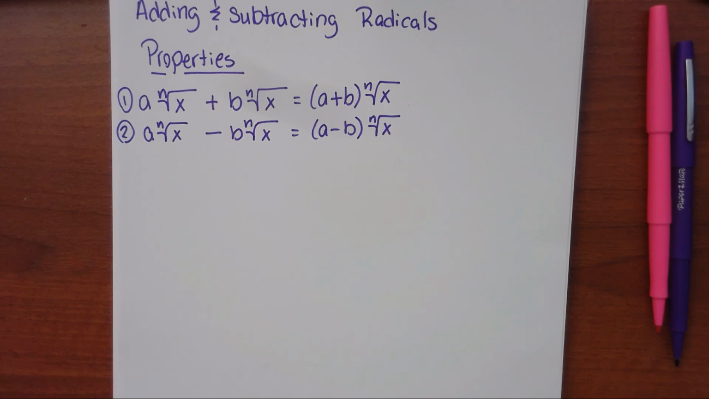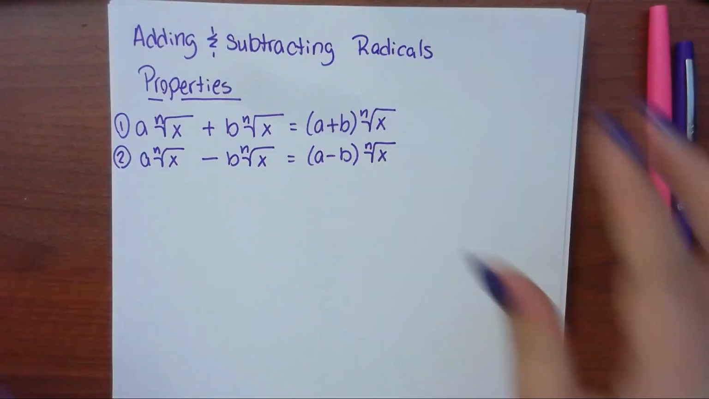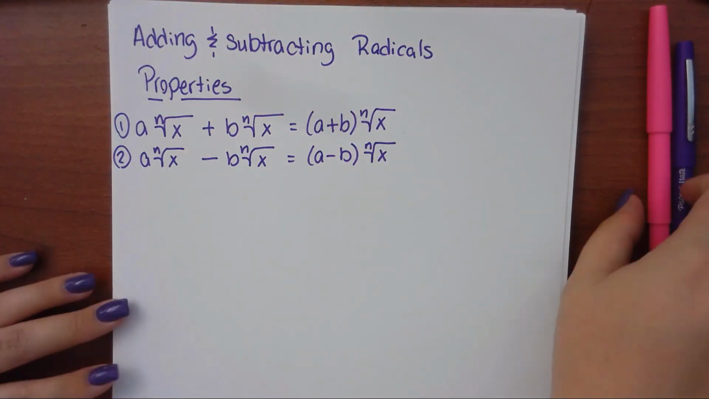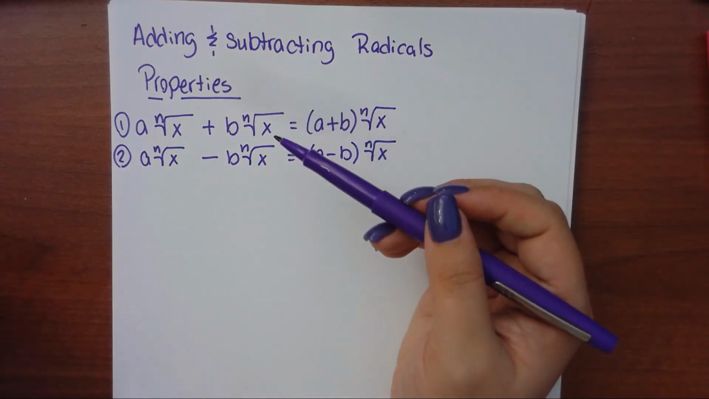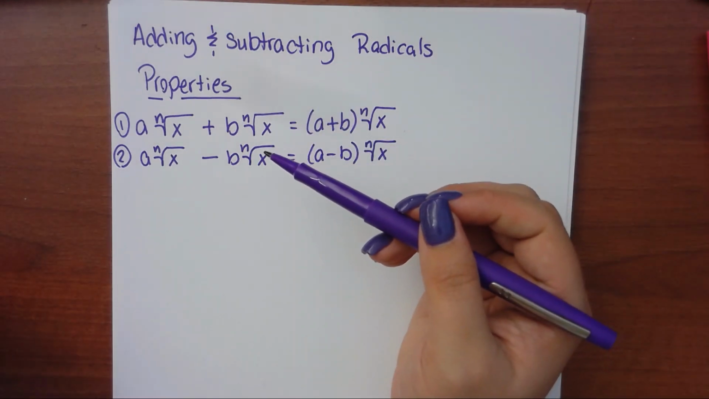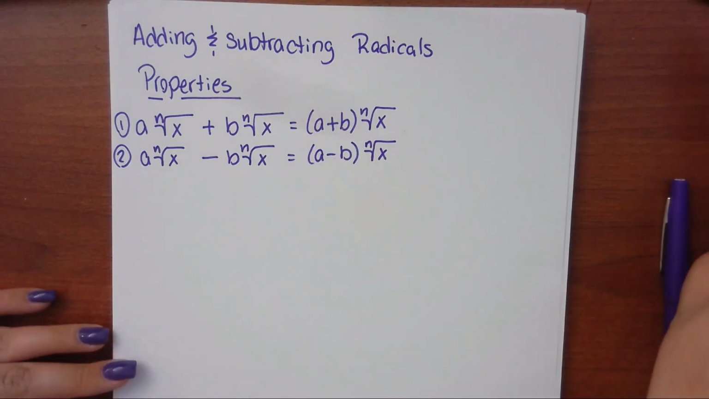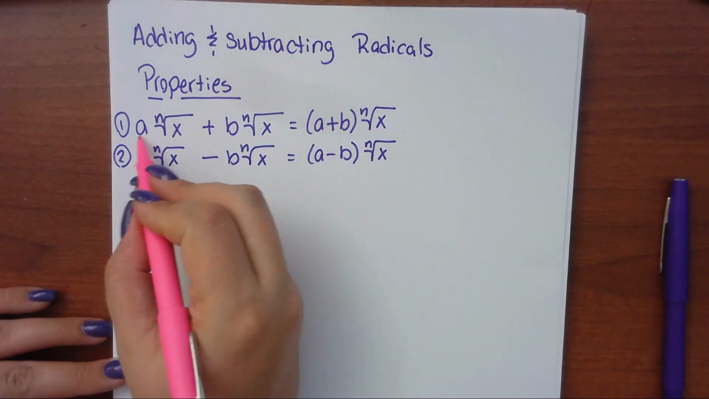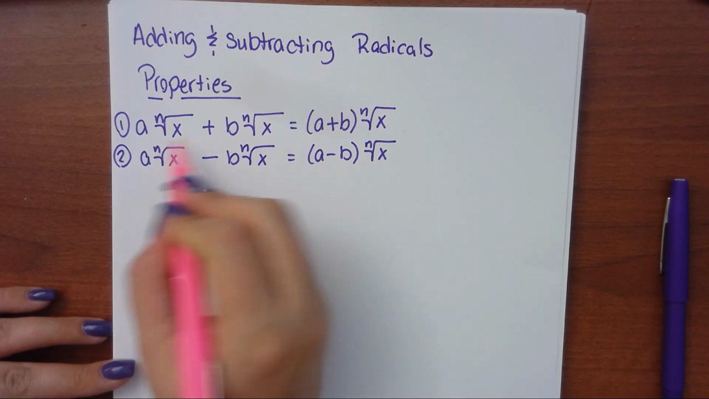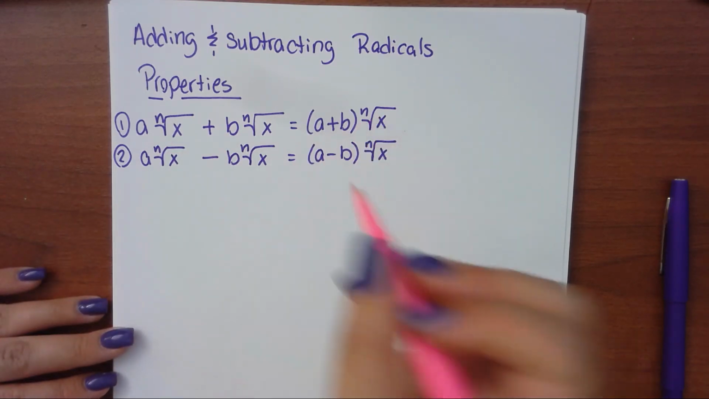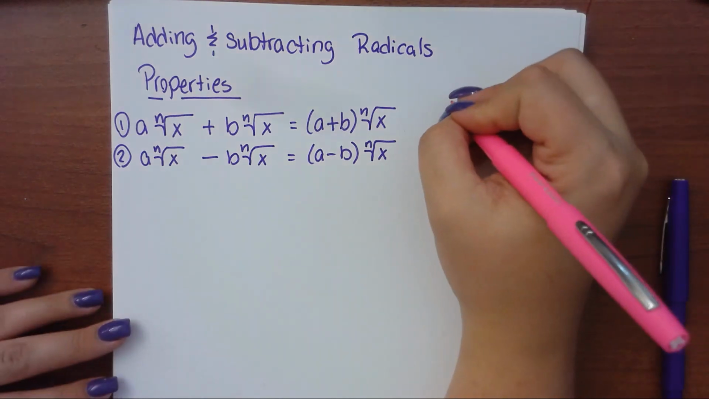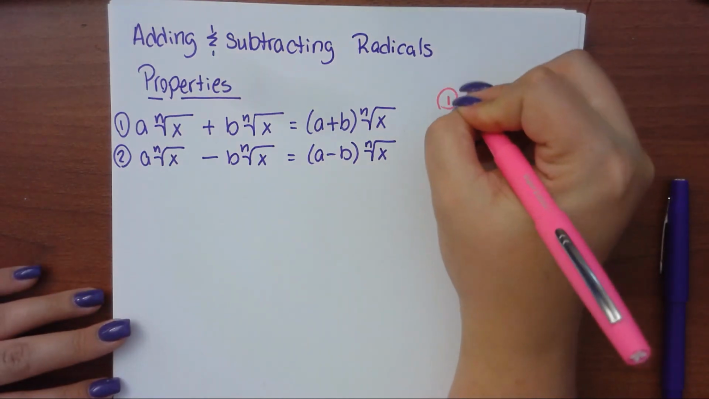Okay, for today we're going to talk about adding and subtracting radicals. So here are some new properties for you to copy down. The big thing here is if we notice that we have a number out front, and a number out front, we're adding the numbers out front, and it's still times the same radical, same index, same radicand. That's the important thing. They must have the same index.